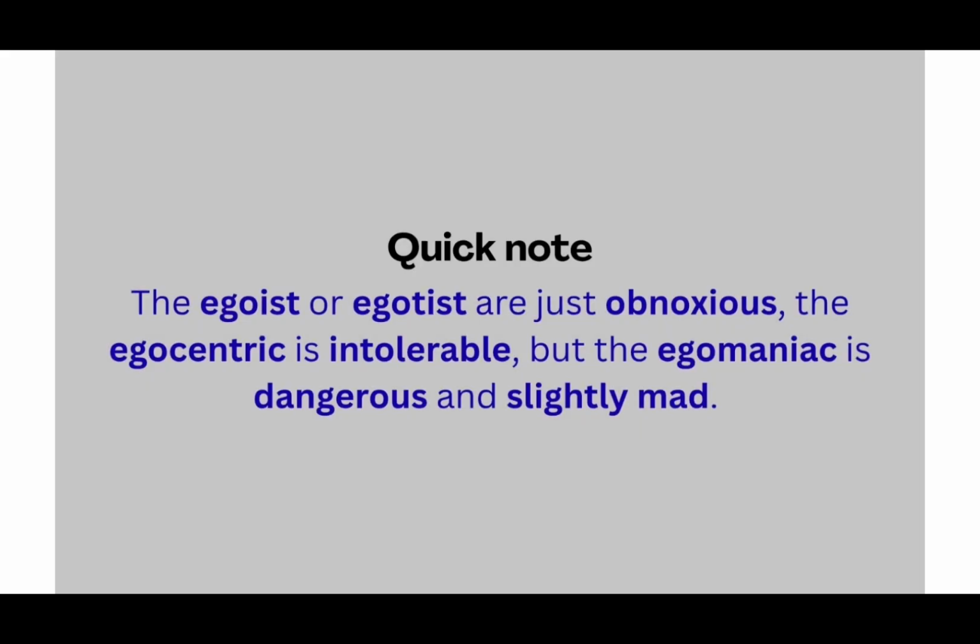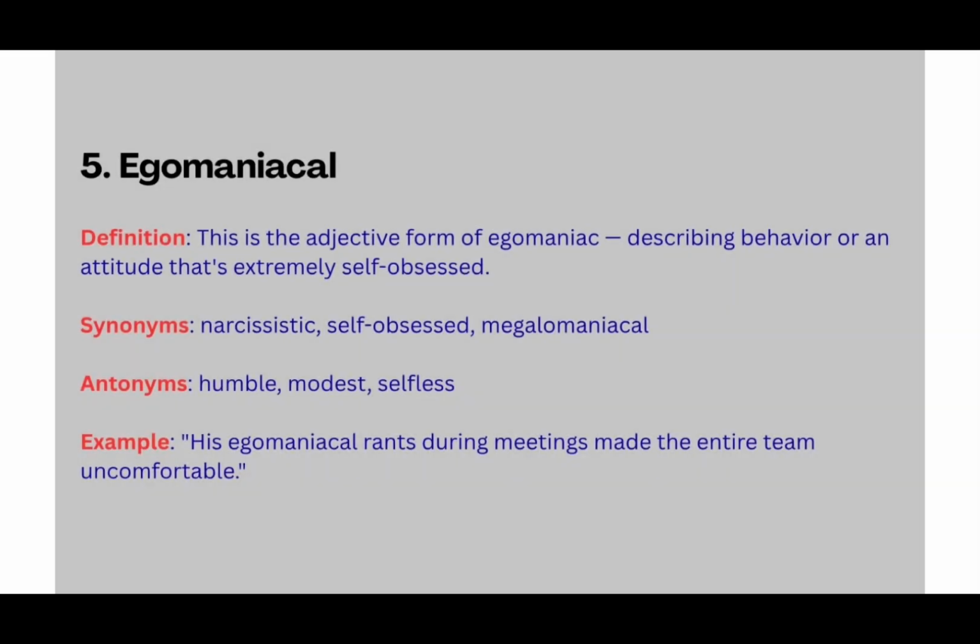Let's take a quick note here. Remember the order of intensity. The egoist or egotist are just obnoxious, very annoying, unpleasant to be around. The egocentric is intolerable, so bad that it cannot be accepted or put up with. But egomaniac is dangerous and slightly mad. That acceleration is key to remember.